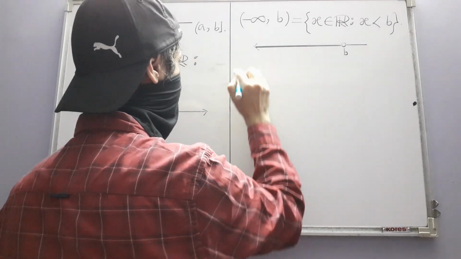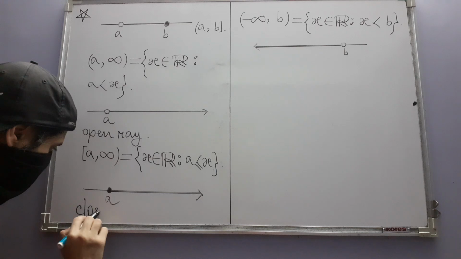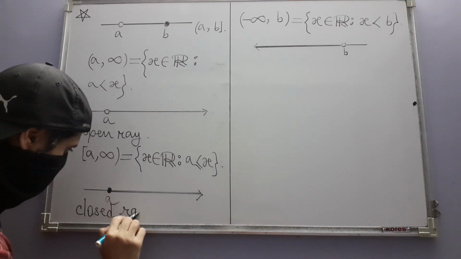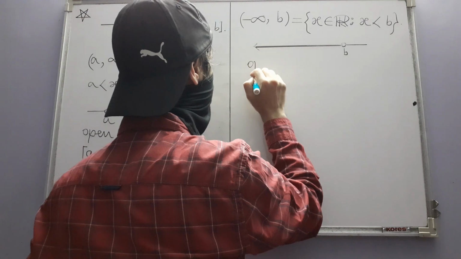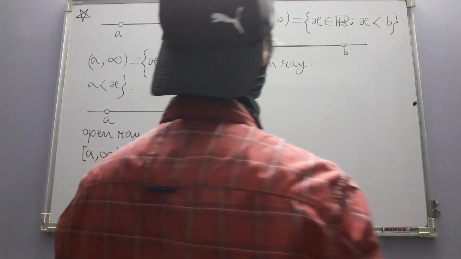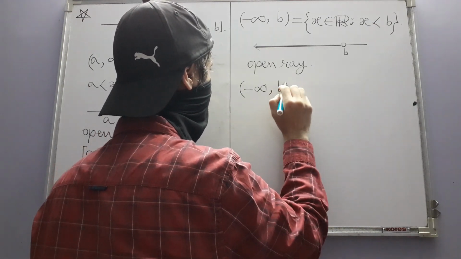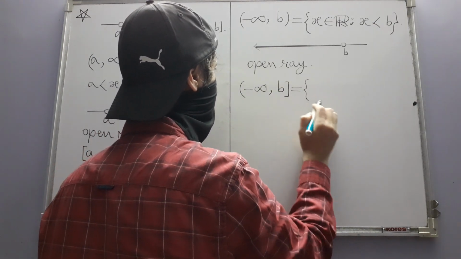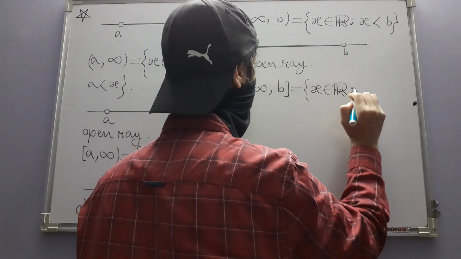This is also an open ray. Oh, by the way, this is a closed ray. This is also another type of open ray, and this is another type of closed ray.